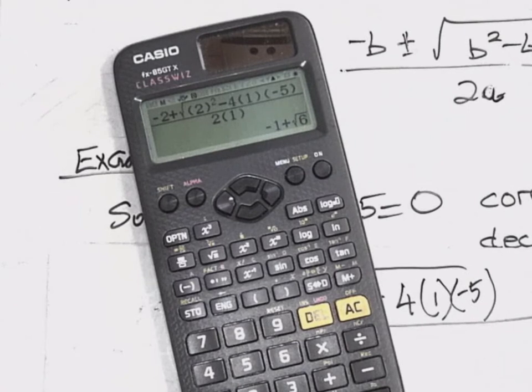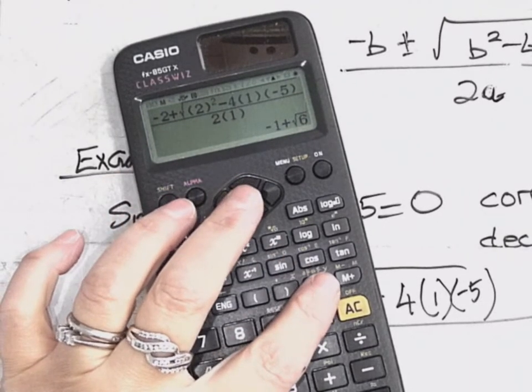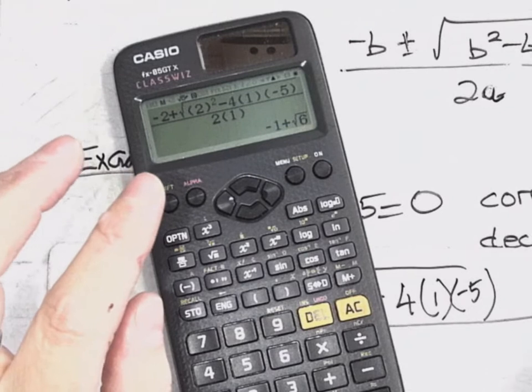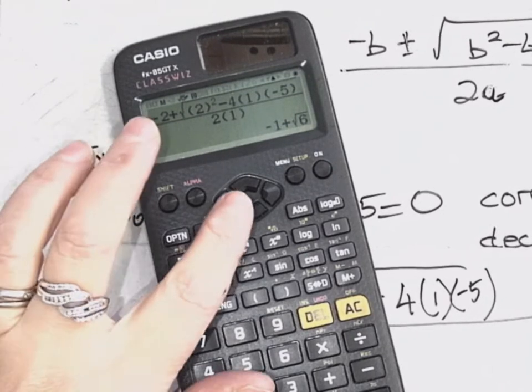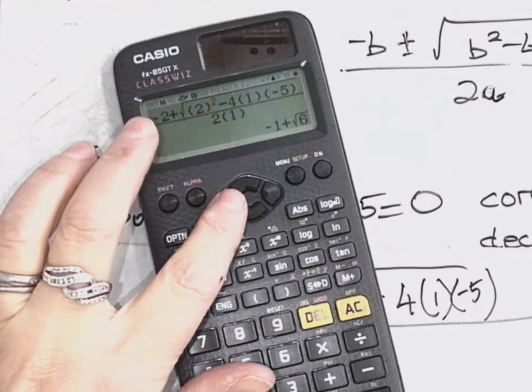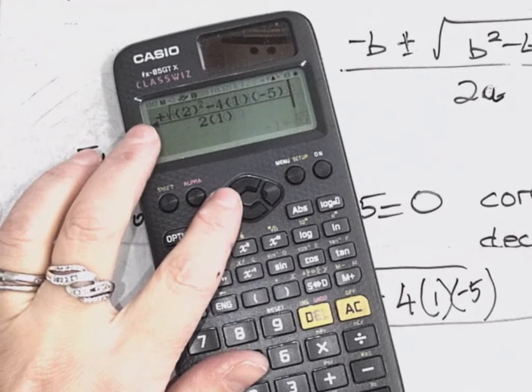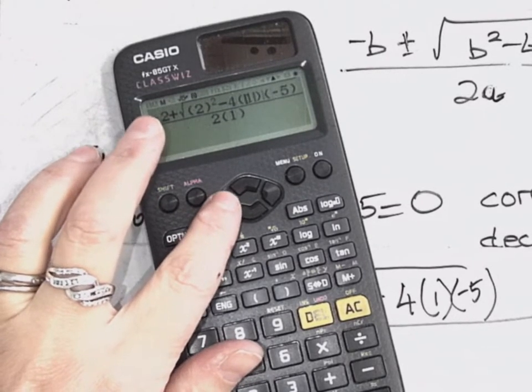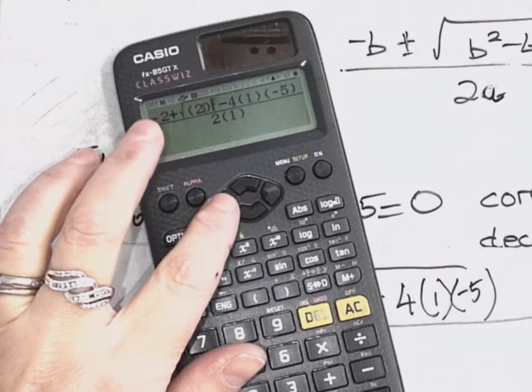Then press equals, and you'll get -1 plus √6. Now, if they said in surd form, that's your answer. But they said correct to 2 decimal places, so press S to D. Before I press S to D, that's one answer. So I'm going to use the back arrow and go back and change the original plus to a minus, so I don't have to type it all in again.